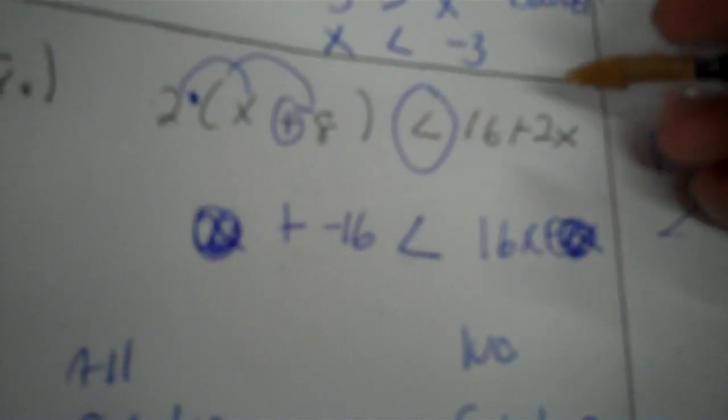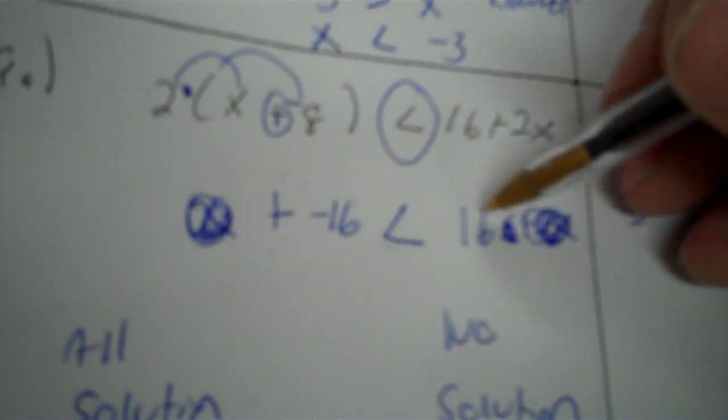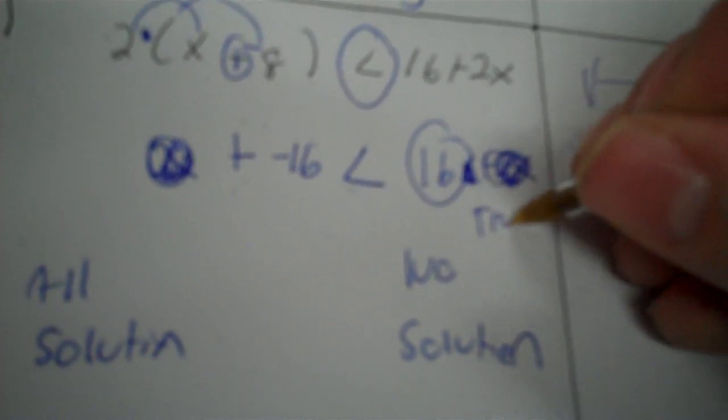Now, it's not whether the numbers are the same, though. It's whether it eats the bigger number, okay? Well, 16 is bigger than negative 16. It eats the bigger number. That's true. So this is going to be all solutions.